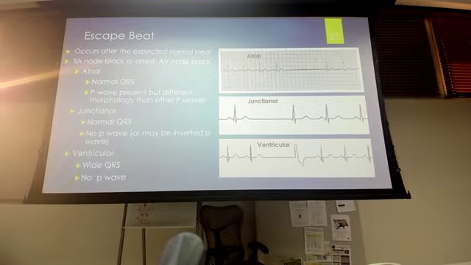And how do you determine between an escape beat or an escape rhythm? Well, the book answer is an escape rhythm is 3 or more escape beats. So if you've got 3 or more escape beats, then that is technically considered an escape rhythm, even if it goes back to a normal sinus rhythm after that. You still had an escape rhythm that then ultimately went to a normal sinus rhythm. An escape beat is going to be 1 or 2 beats in a row. A rhythm is going to be 3 or more beats.